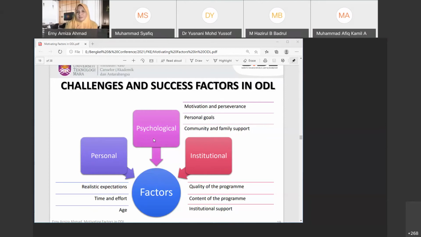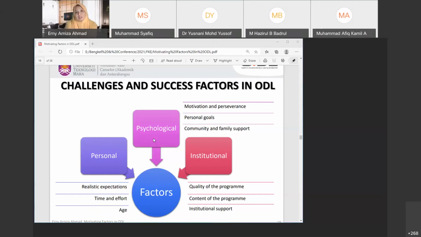Right, and perseverance. Tetapi minat you macam mana? Usaha you macam mana? Okay, itu you punya factors. And then personal goals. What is your personal goals? Kenapa you belajar? Kenapa you nak ambil degree? Kenapa you pilih engineering? Kenapa electrical engineering? You nak jadi apa? Apa target you?